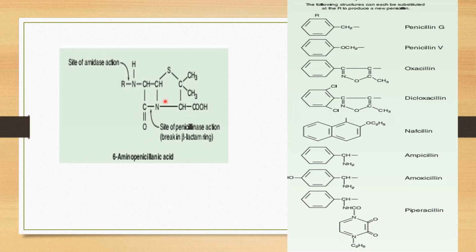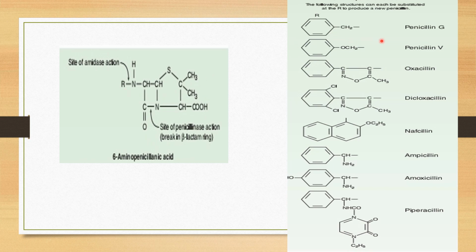Here again you see that this is the structure of penicillin. It contains a 5-membered ring, that is thiazolidine, and a 4-membered ring, that is beta-lactam, and a variable R group. This R group is different in different subclasses of penicillin. For example, in case of penicillin G, the R group is this. Similarly, here you see the various R groups that attach to this basic structure and form the various subclasses of penicillin.